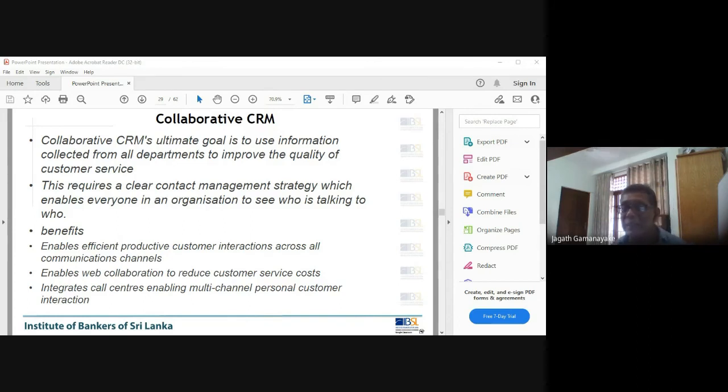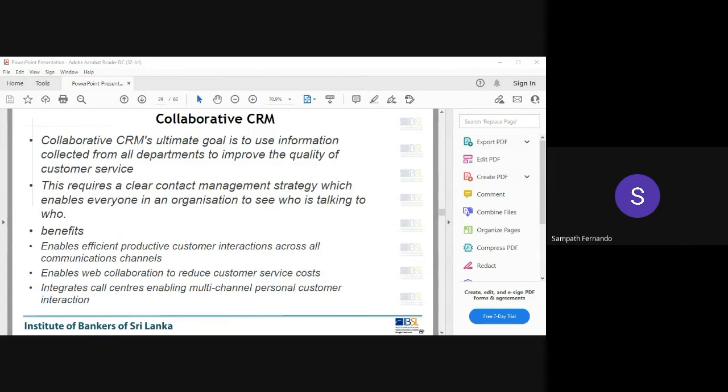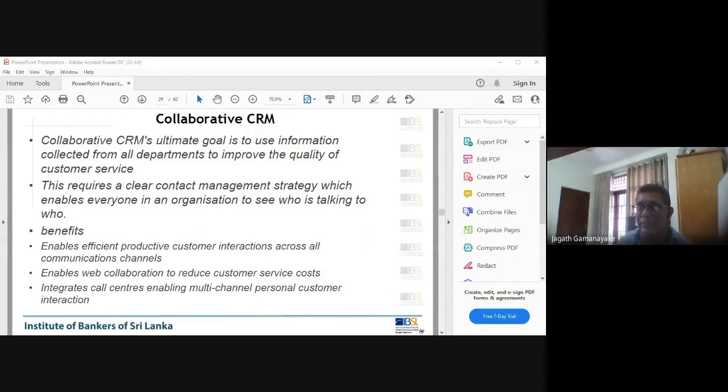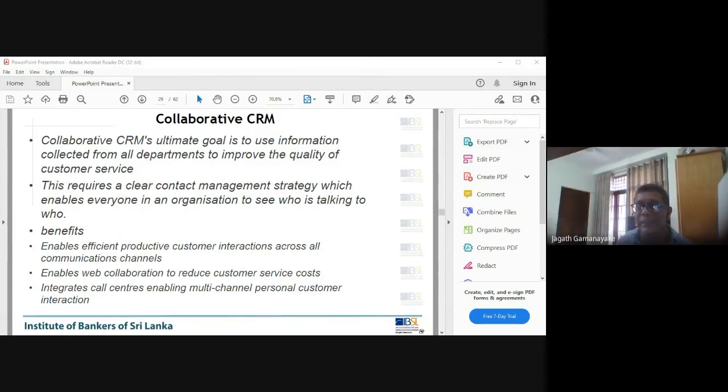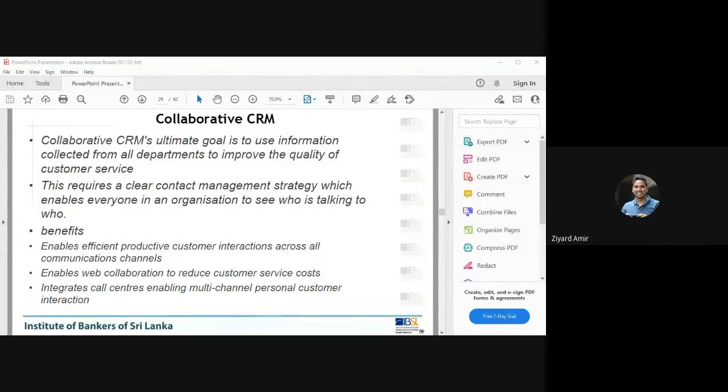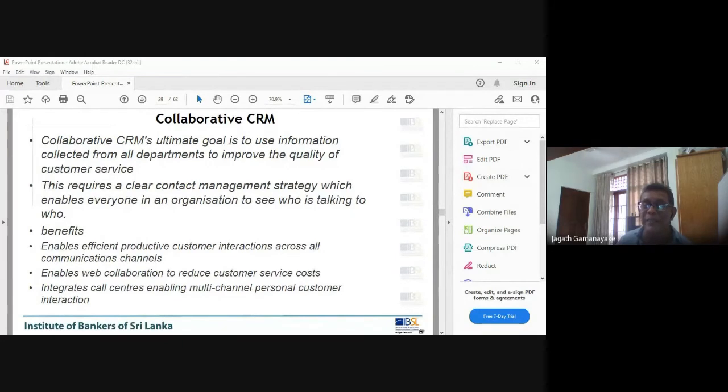Right. Sampat, which bank are you? Bank of Ceylon, sir. Okay. Right, there are some people also joining. Then Pushpa, which bank are you? HNB, sir. HNB, right. Then Amir? DFCC, sir. Right. So we have a good mix, right?